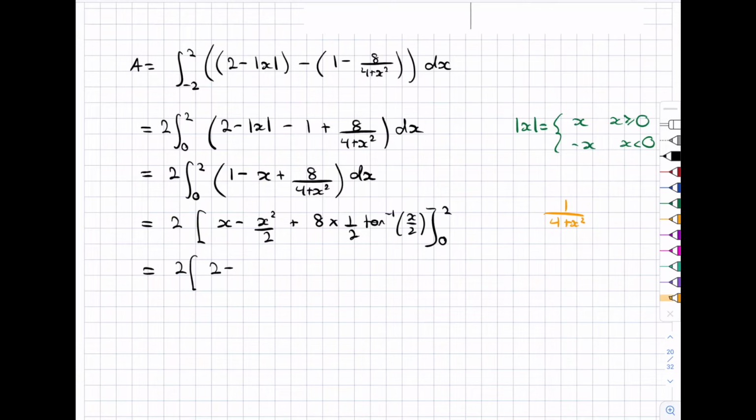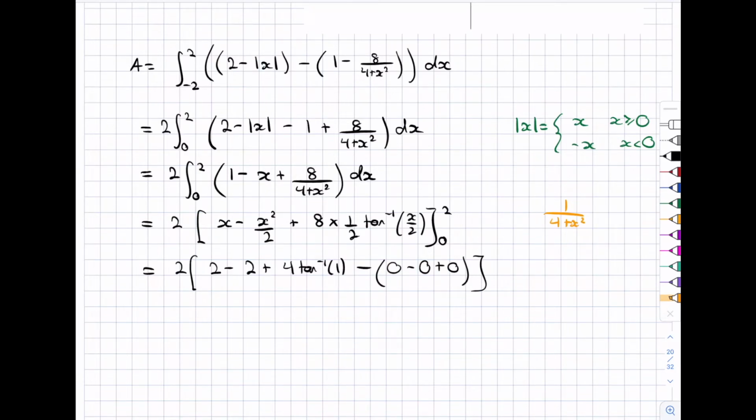Now we sub in everything that we can. So I get 2 minus 2 plus 8 times 1/2 is 4, 4 tan inverse of 1. Minus, now I sub in 0, I'll get a 0 minus a 0. Tan inverse of 0 is 0, so this will actually be plus 0.